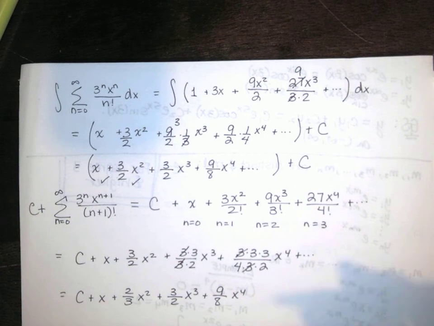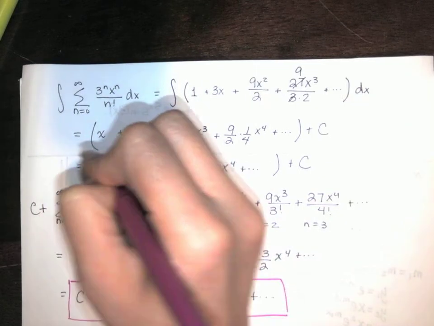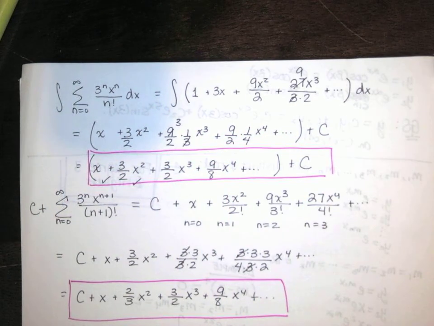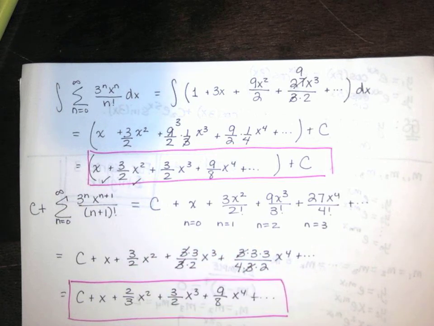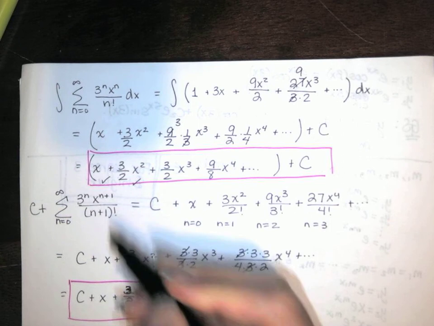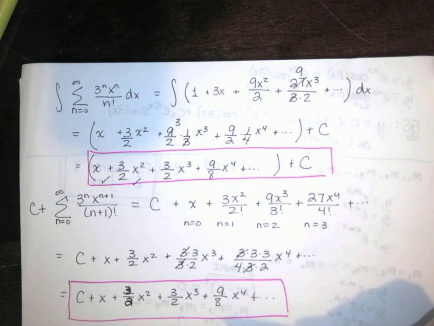Question is, is this the same as this? X, somehow I wrote 2 over 3 when I meant 3 over 2. X, 3 over 2 times x squared, we're good. 3 over 2 times x cubed, we're good. 9 over 8 times x to the 4th, we're good.